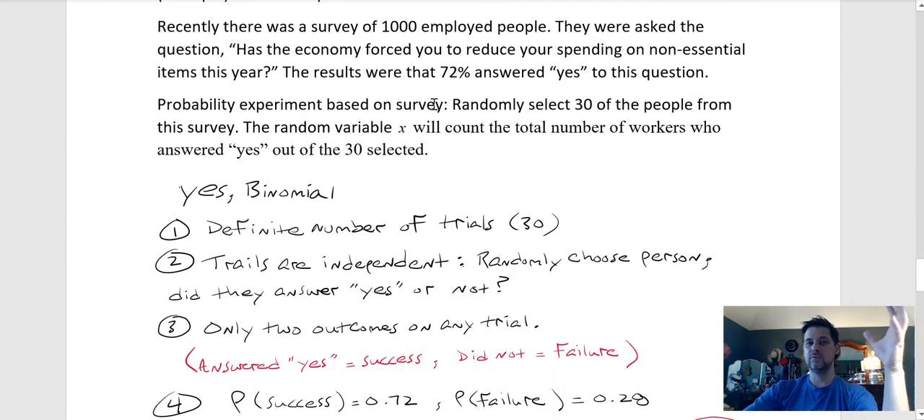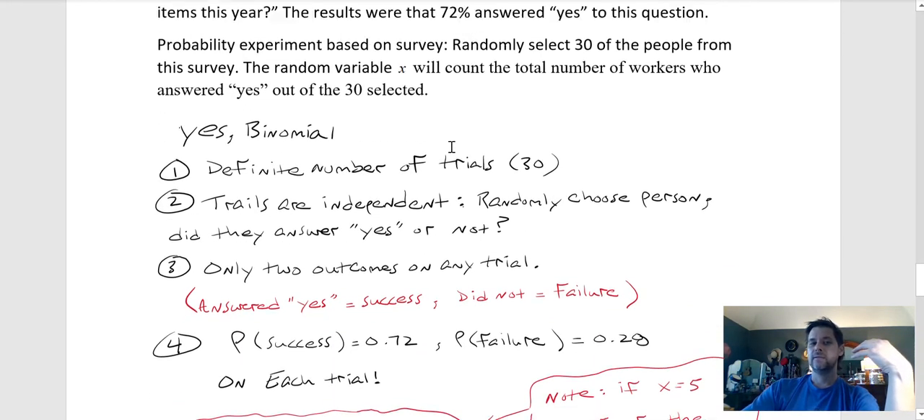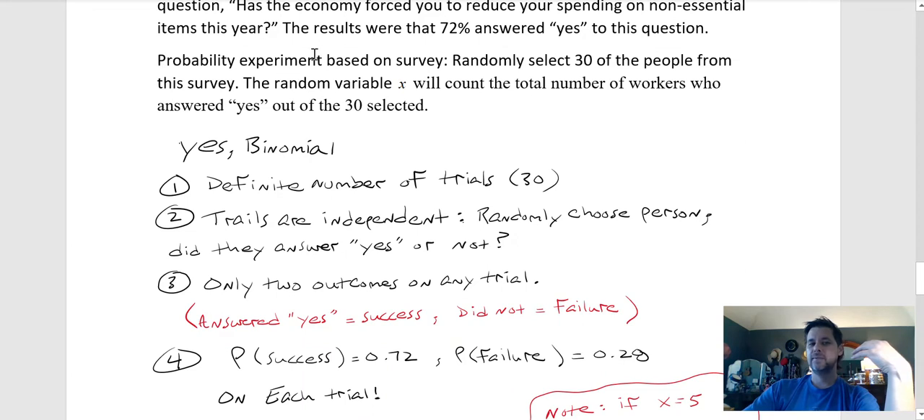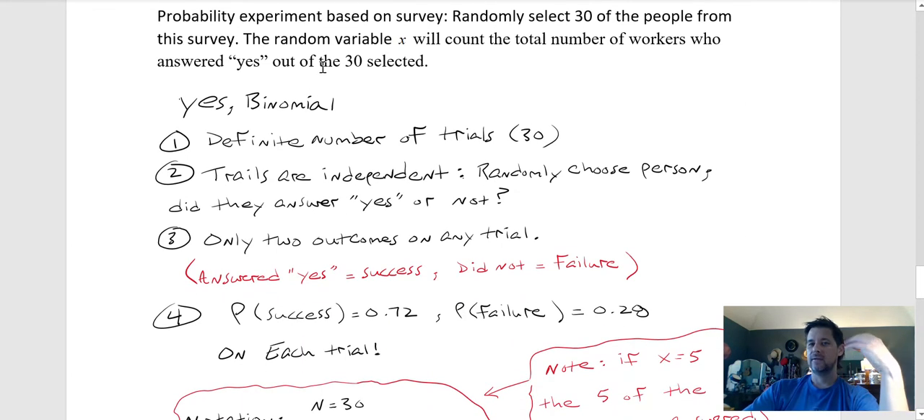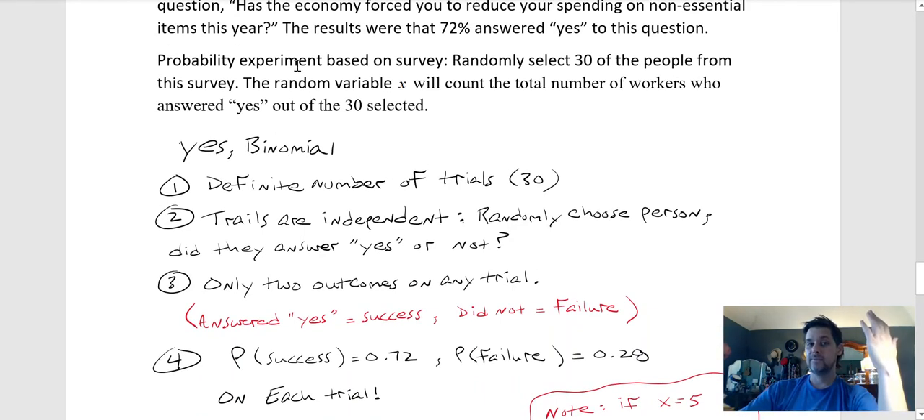So you've got this pool of 1,000 people, and you take 30 of them, and you see how many of those 30 answered yes to that survey question. The random variable counts how many of the 30, okay? As this probability experiment is defined, you take the 30 people and look at the first one. You say yes or no, okay? Then you go to the next one, yes or no. Then the next one, yes or no. You see what I mean? For all 30. That's the probability experiment.